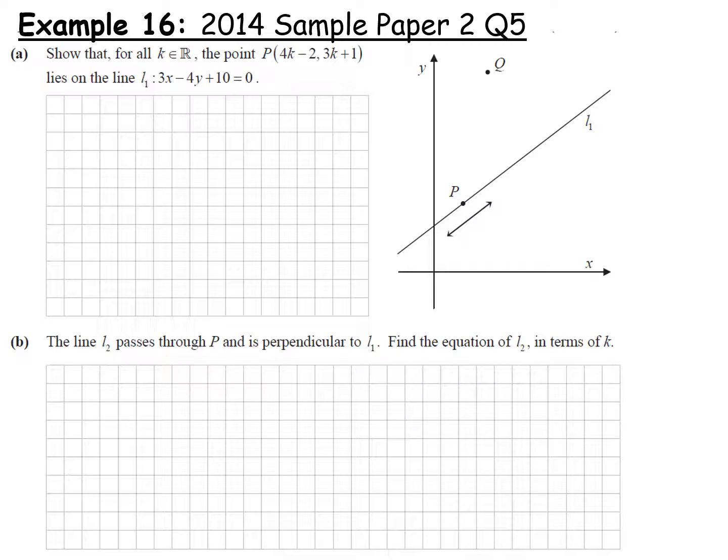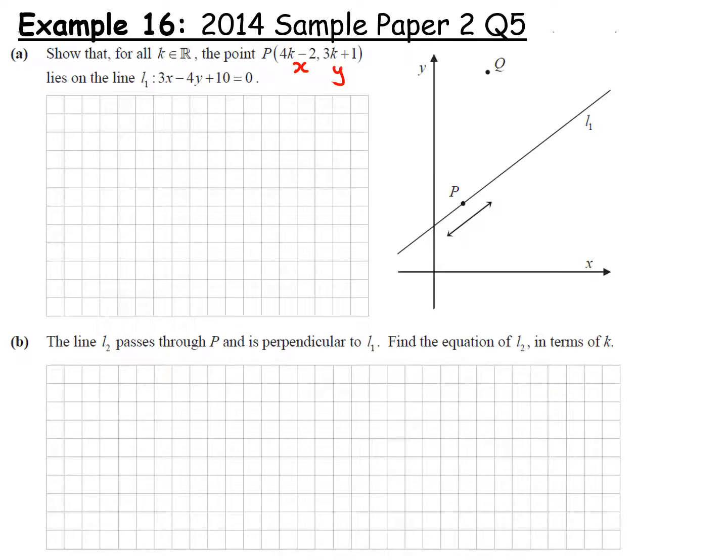So now let's look at example 16, which is the 2014 sample paper 2, question 5. So part A is show that for all k elements of the real numbers, the point P, which is given here, lies on the line. So anytime we talk about a point being on a line, on the circle, even on a function, we can substitute in to the given equation or the given function, and it should work. And what I mean by work is it is an equation, so the equation should balance.